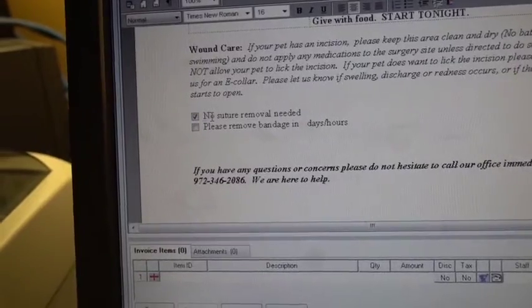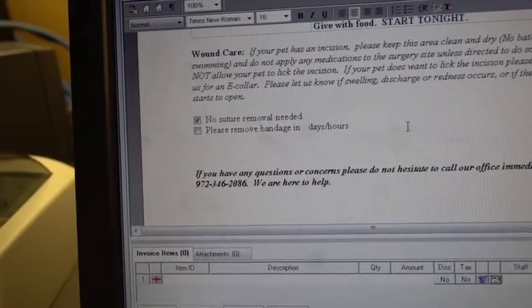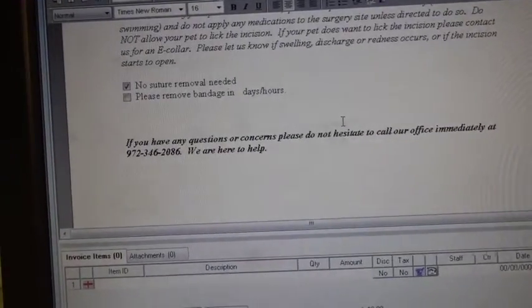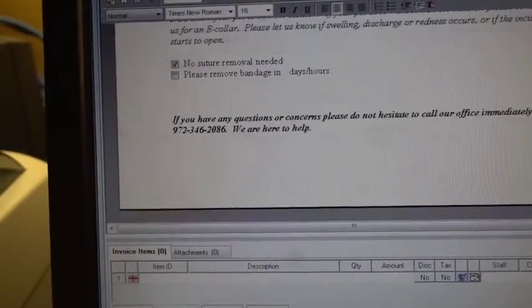We have the options for if they need a suture removal or when to remove bandages, and our phone number at the bottom if they have any questions or concerns.